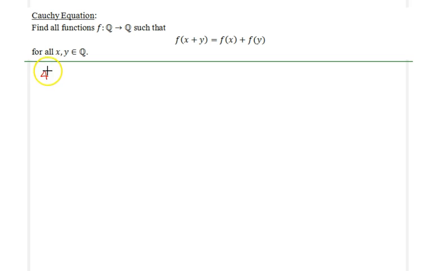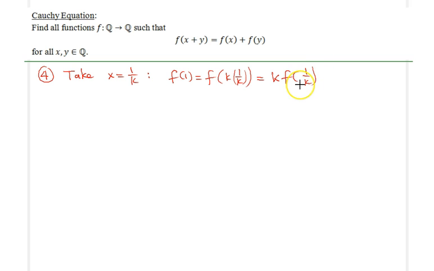So in the fourth step, we will take x equal to 1 over k. In this case, we get that f of 1, which can be written as f of k times 1 over k, is equal to, I can take out the k, k f of 1 over k. So as a result, that suggests that f of 1 over k is simply equal to 1 over k times f of 1.